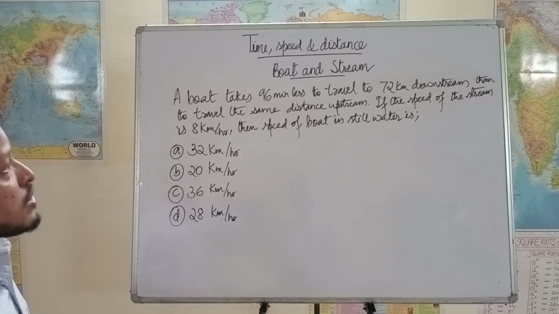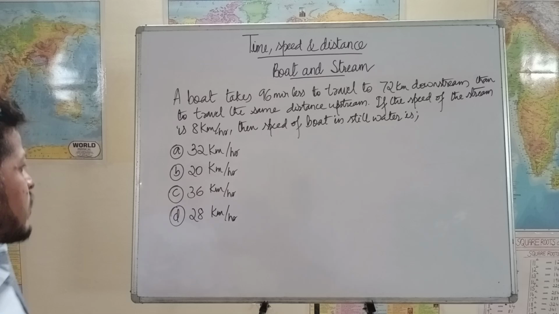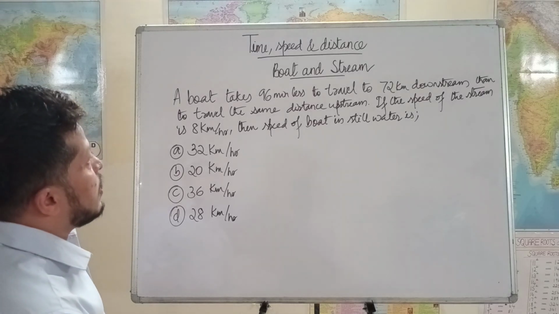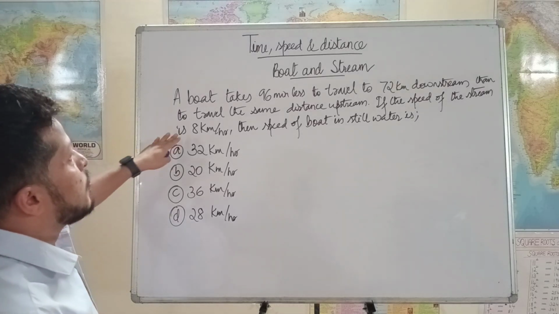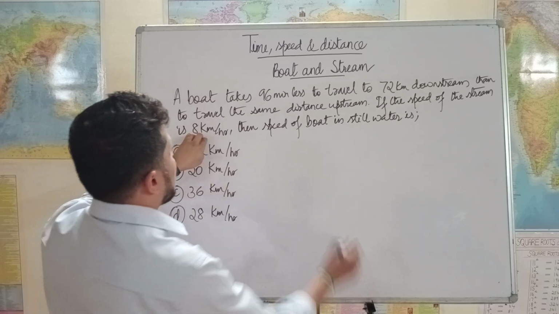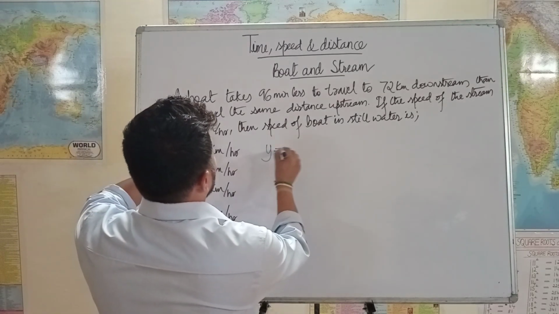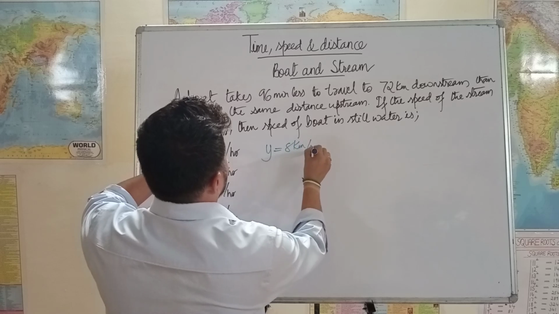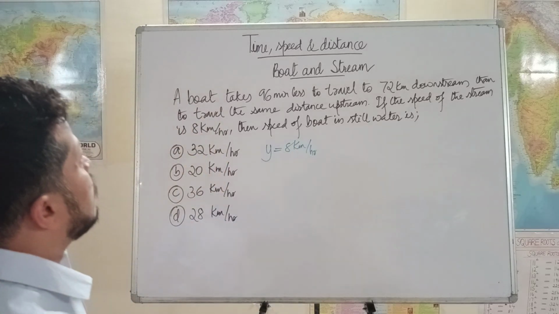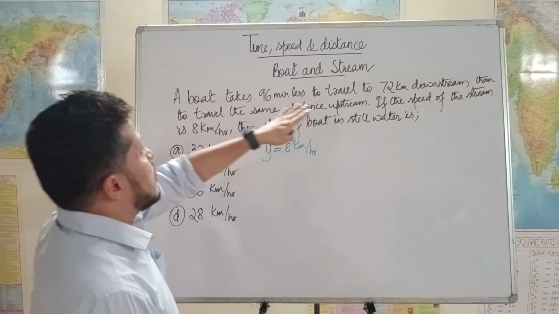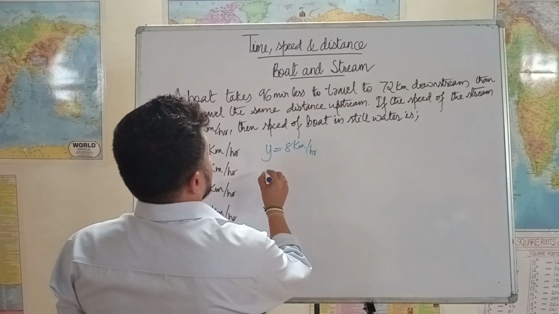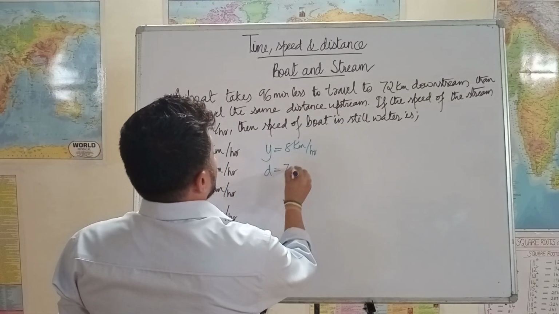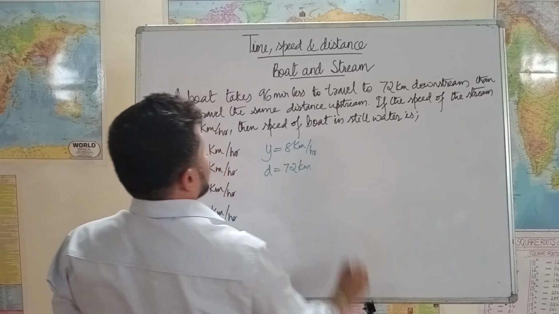than to travel the same distance upstream. If the speed of the stream is 8 km per hour, then the speed of the boat in still water is 32, 20, 36, 28. Okay, we have speed of the stream is 8 kilometers, so that means we have y is equal to 8 km per hour. What else we have? We got distance d is 72 kilometers.